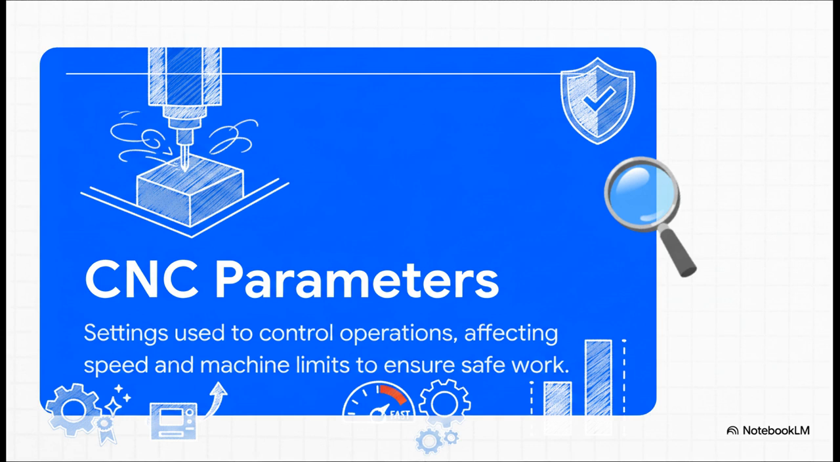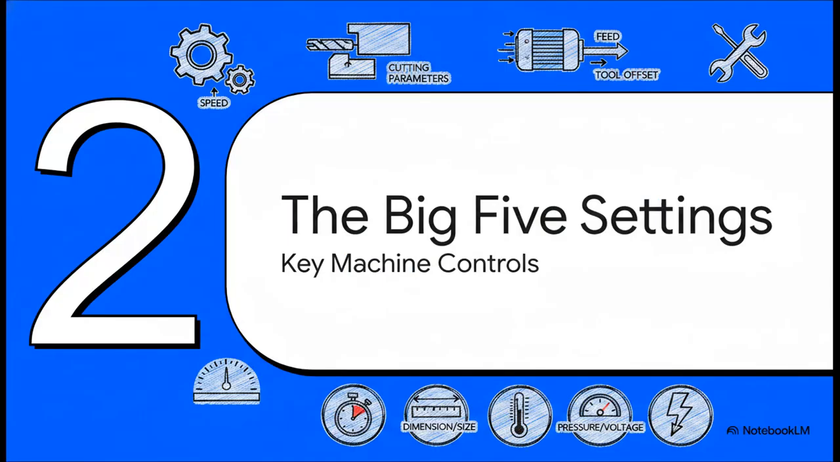Getting these settings right is the absolute secret to doing two major things: improving the final quality of your product and dramatically extending the lifespan of your machine. It ensures your work is incredibly accurate and, most importantly, completely safe. Moving right along to Section 2, the Big 5 settings.